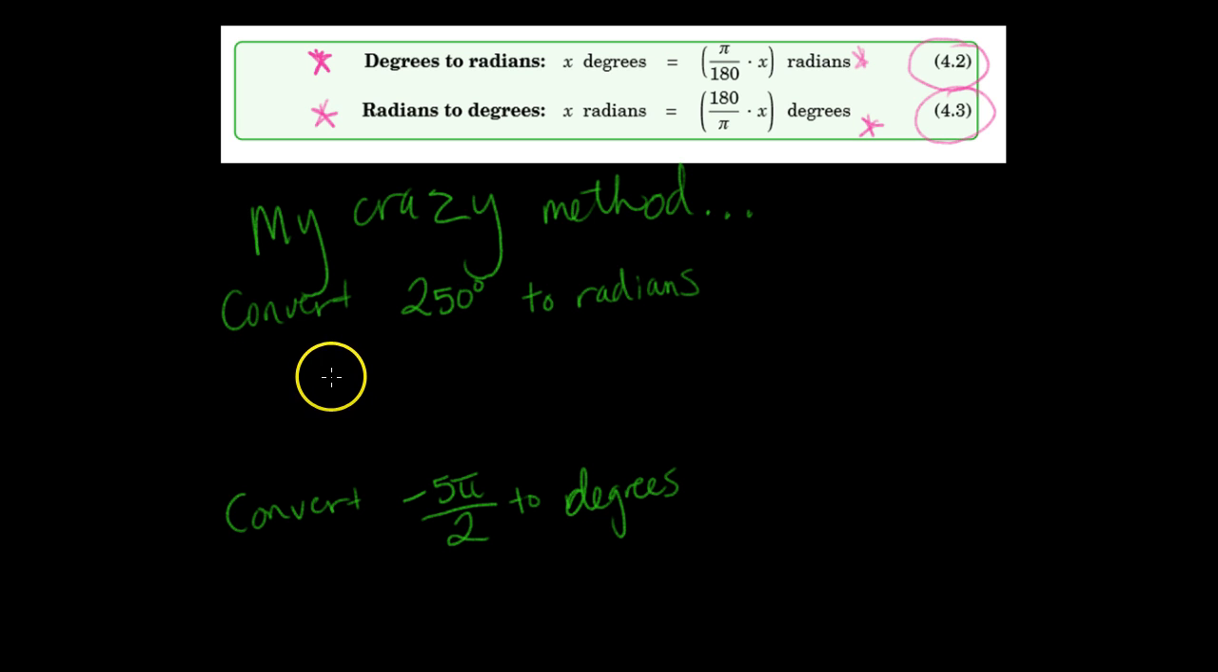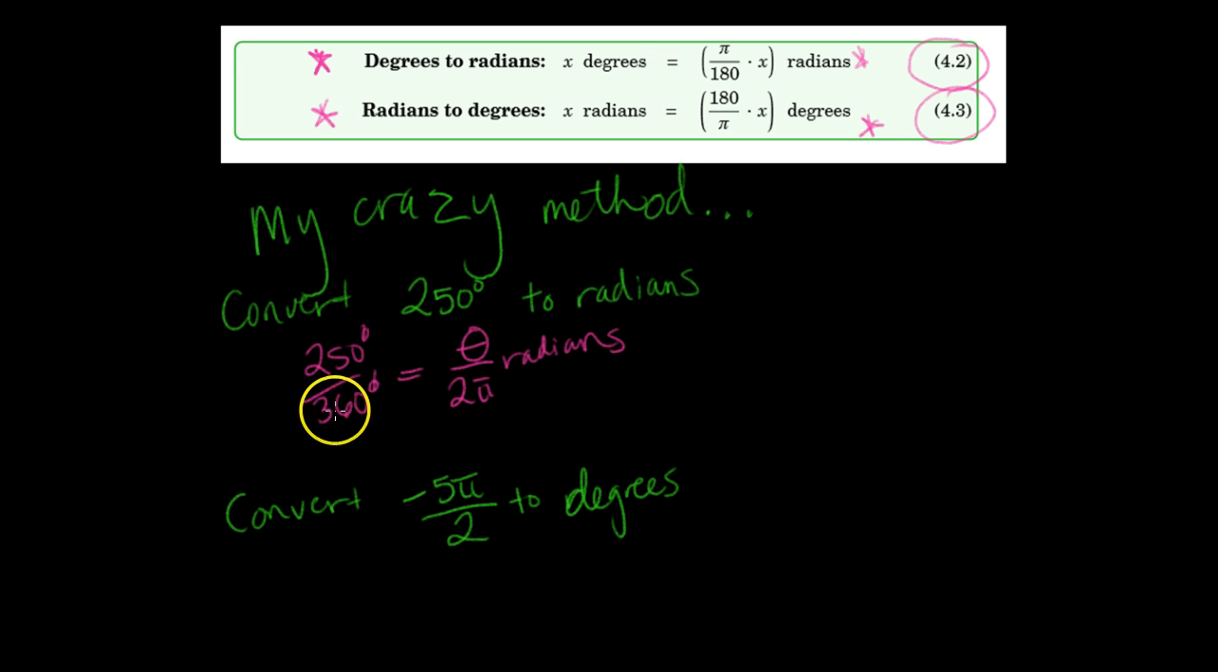So the way that I like to do it, because I think setting up a proportion makes more sense to me. So if we convert 250 degrees to radians, I say 250 is equivalent to 360 degrees. So we can cancel out the degrees, as whatever that angle is that we're looking for, theta, is to 2 pi. And we can say that that's in radians.